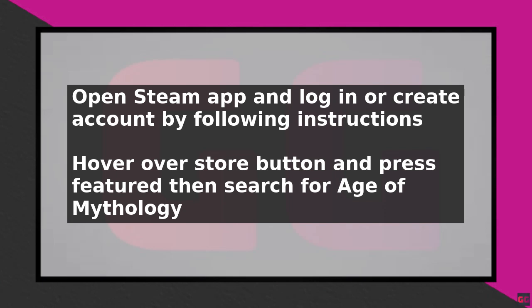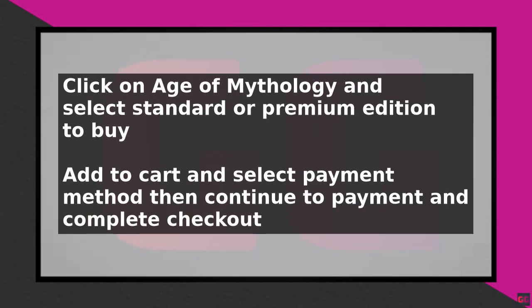Once installed, open the app, and either log in or create an account. If you don't have an account, creating one is easy. Just follow the instructions. After logging in, hover over the Store button, and press Featured. Then go to the search box, and type in the name of the game, which is Age of Mythology. The game should appear as the first result.